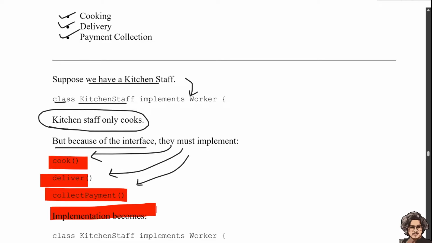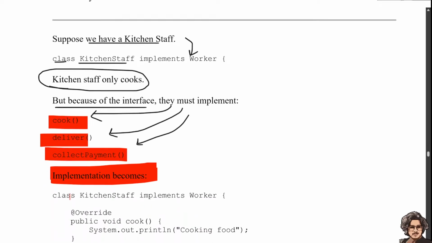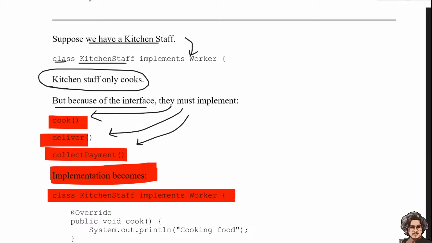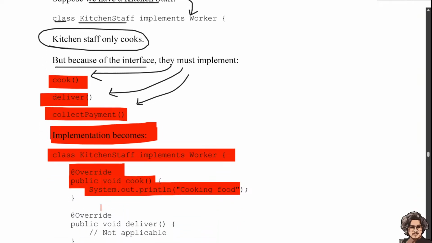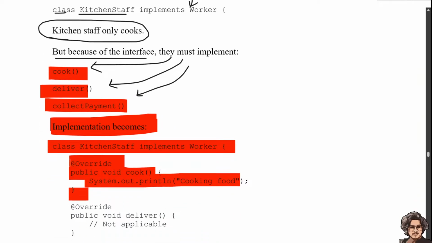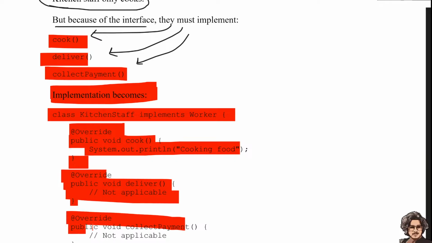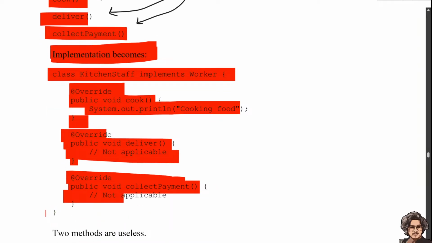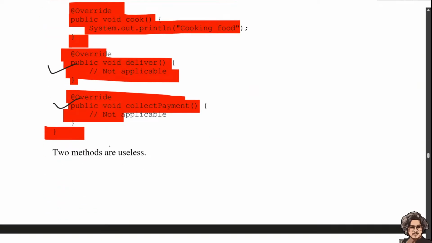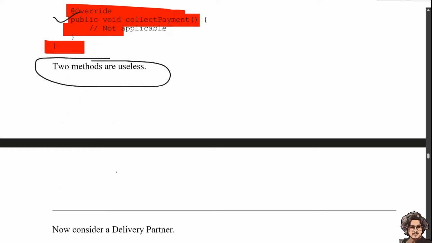The implementation looks like this: class KitchenStaff implements Worker. Override the cook method, public void cook, with System.out.println cooking the food. It also overrides the deliver method, public void deliver, which is not applicable, and overrides collect payment, which is not applicable for the cook. So these two methods become useless inside this class.